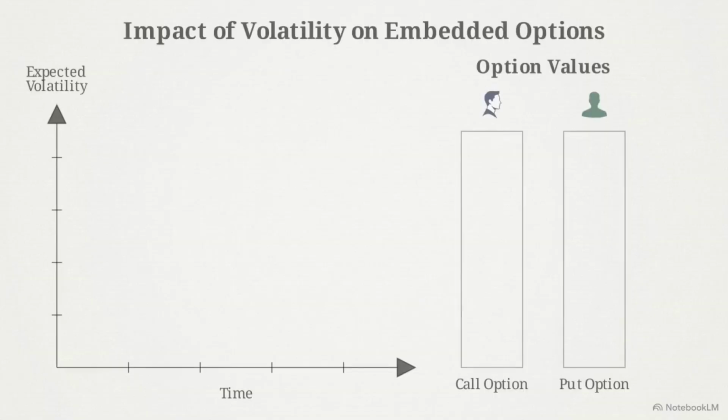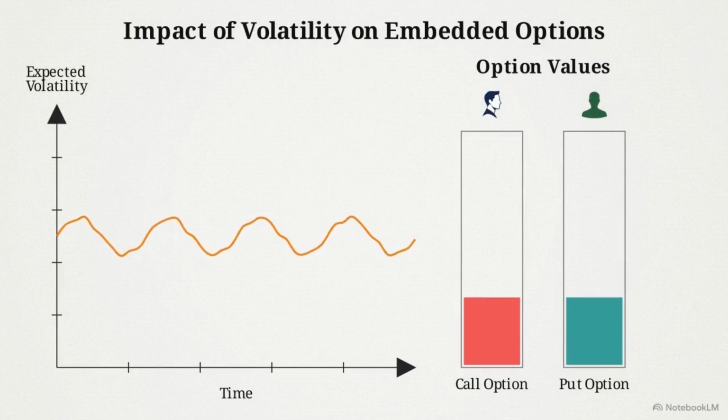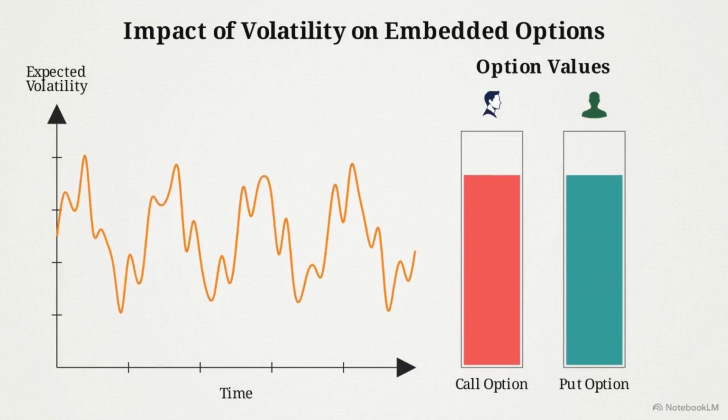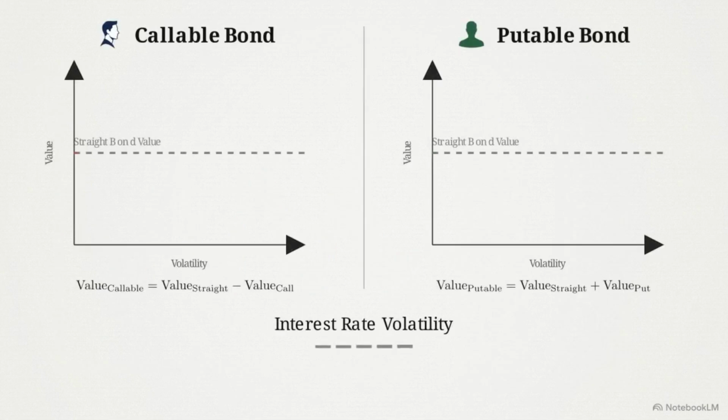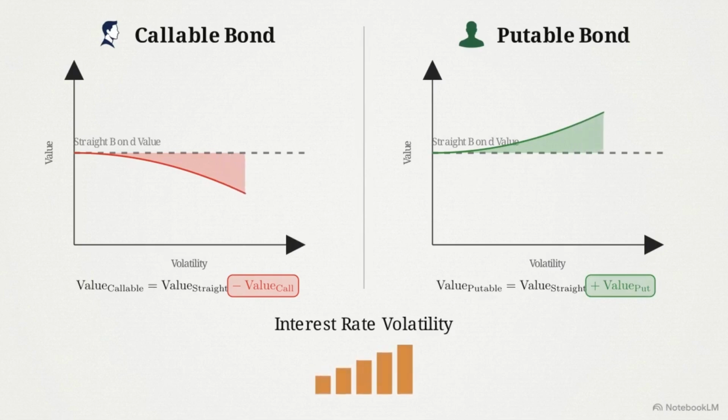Option pricing is inextricably linked to interest rate volatility. Any increase in expected volatility directly raises the theoretical value of both call and put options. This rising volatility drives the two bond types in opposite directions. Because the investor is short the call, rising volatility pushes callable bond values down. Since the investor is long the put, that same volatility lifts puttable bond values.